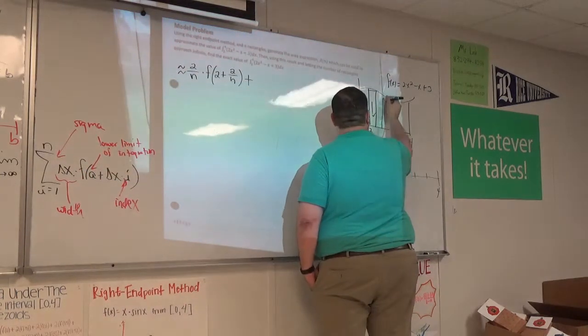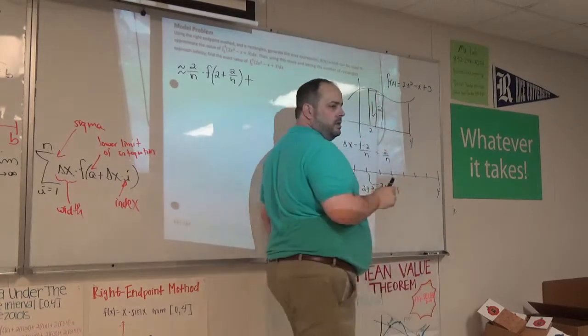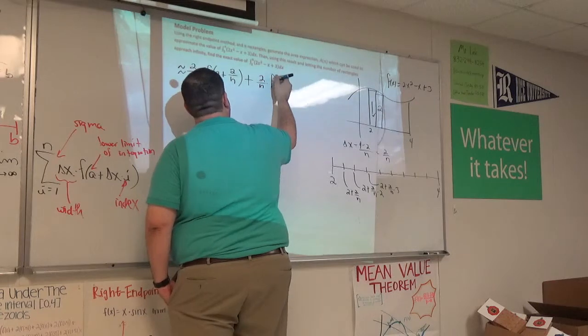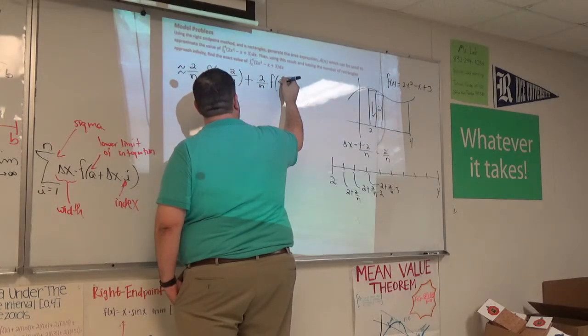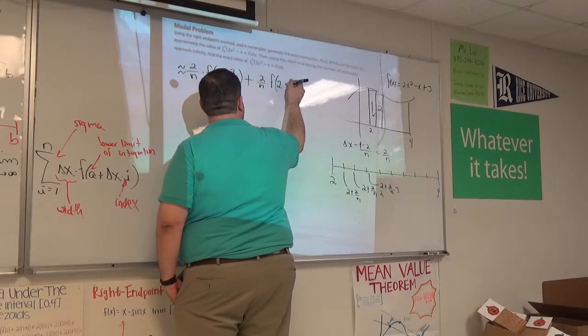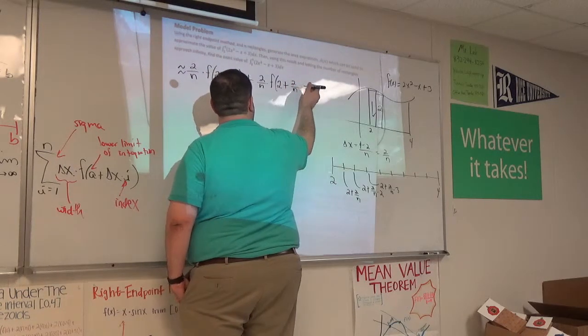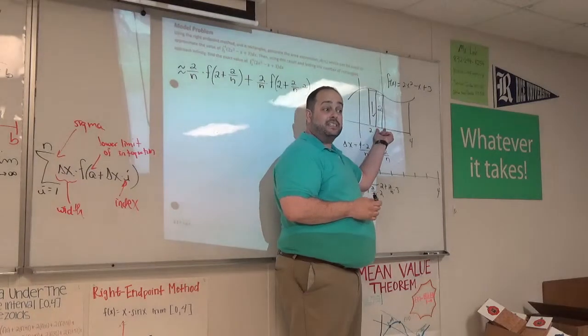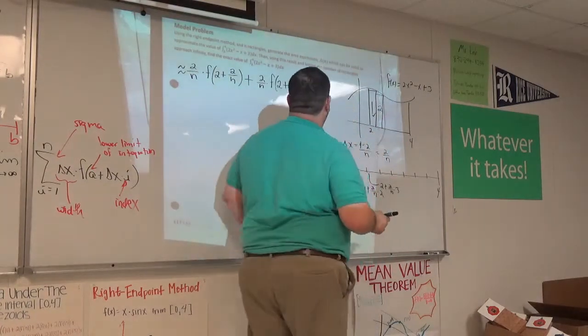Jessica, how about that second rectangle? How wide is that second rectangle? How tall? 2 over n times f of 2 plus 2 over n times 2. Right. Each rectangle has the same width. That idea of the same width is really important. Cassandra, do you have a question, or you want to do the third rectangle?